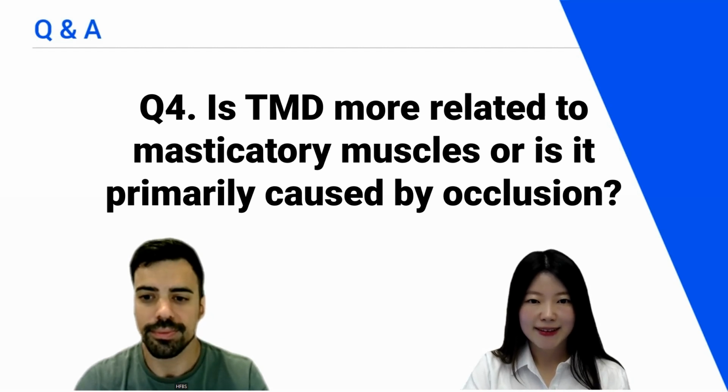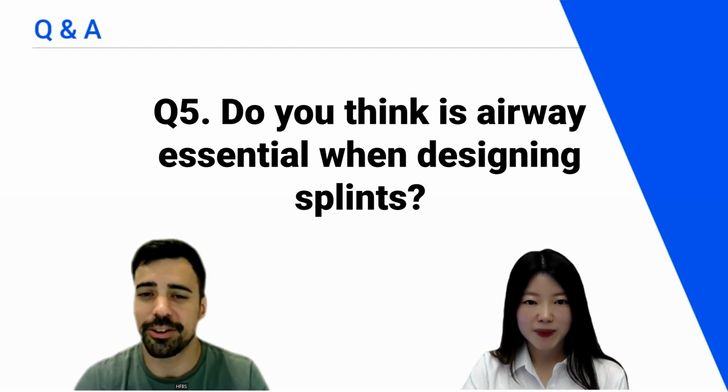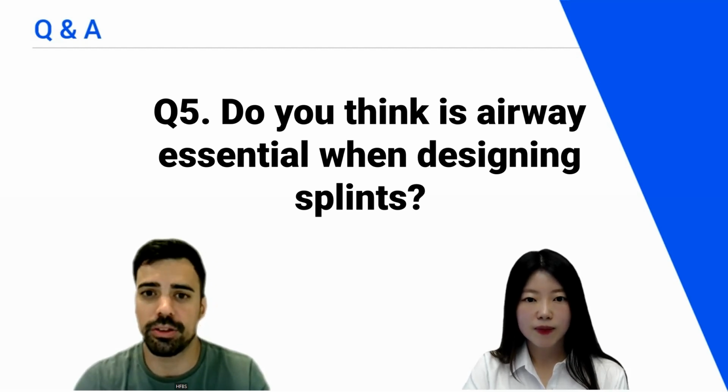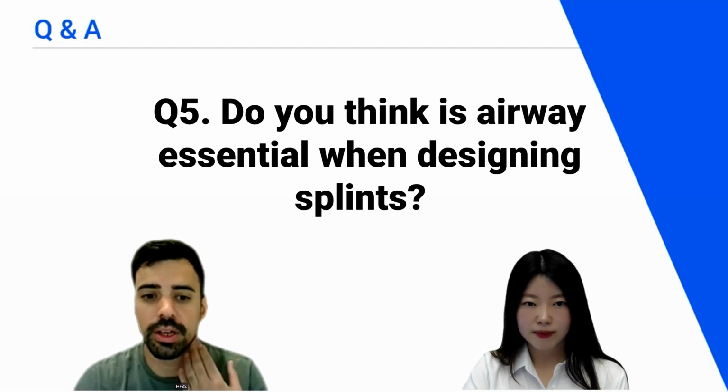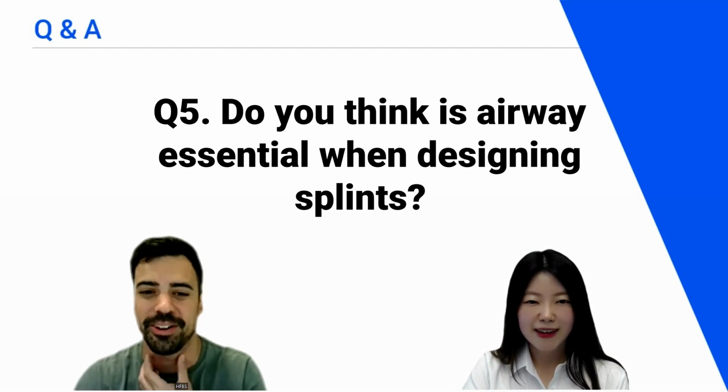I see. Okay. Question number 5. Do you think airway is essential when designing splints? That's a really good question, and I think it's really important. I could say it's essential, definitely, because when we place some sort of splint, we're going to relax our muscles. If we have any airway pressure, again, that's another topic that we can talk about.